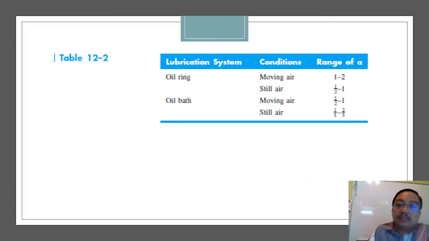So this is the lubricant system, and the value of alpha: for moving air, 1 until 2; still air, half until 1; oil bath, moving air, half until 1; still air, at least 1 over 5 to 2 over 5. This is the range of alpha.